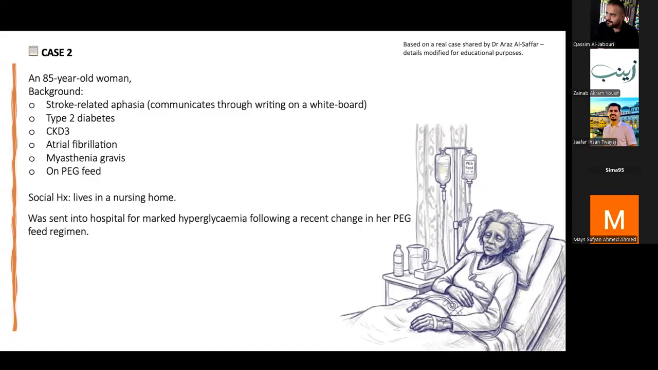So basically, this is an 85-year-old woman who has a background of stroke-related aphasia. She can't talk, so she communicates through writing on a whiteboard. She also has type 2 diabetes, CKD, atrial fibrillation, myasthenia gravis, and she is on PEG feed. Her social history, she lives in a nursing home. She was sent to the hospital for marked hyperglycemia, which was noted after changes made to her PEG feed regimen.